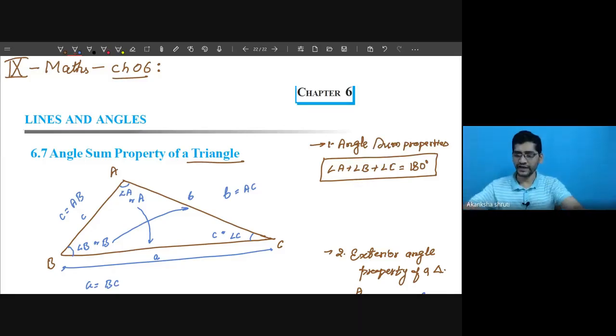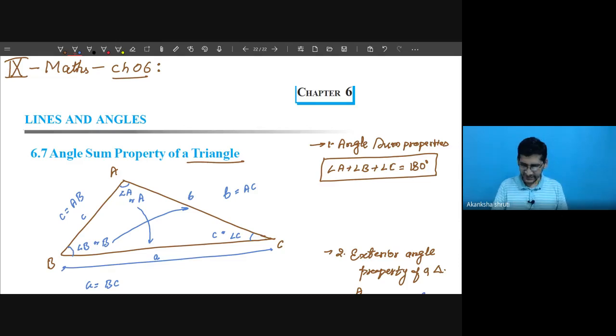Good evening, students. Today we are going to learn the topic called angle sum property of a triangle. So if a triangle is given, then there are two important properties for any triangle that we have to learn. The very first is the sum of the internal angles of a triangle is 180 degrees.